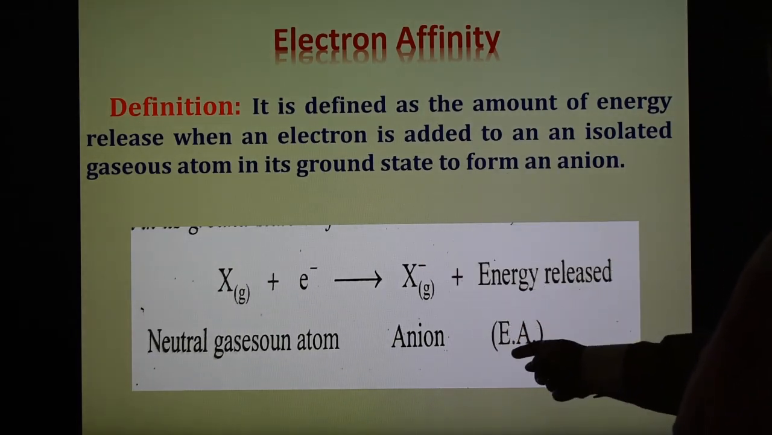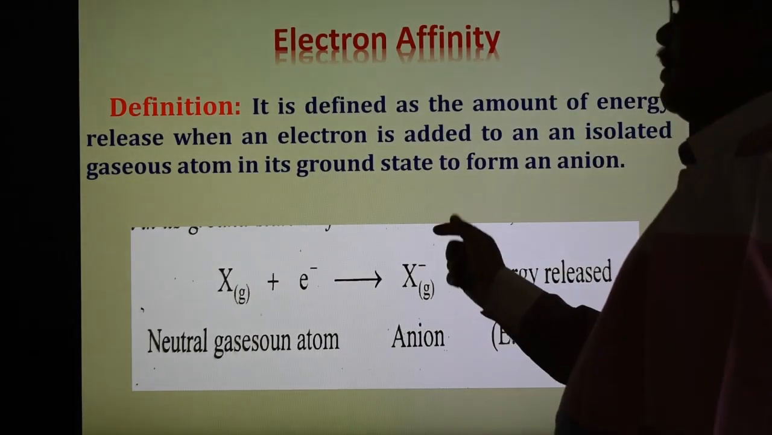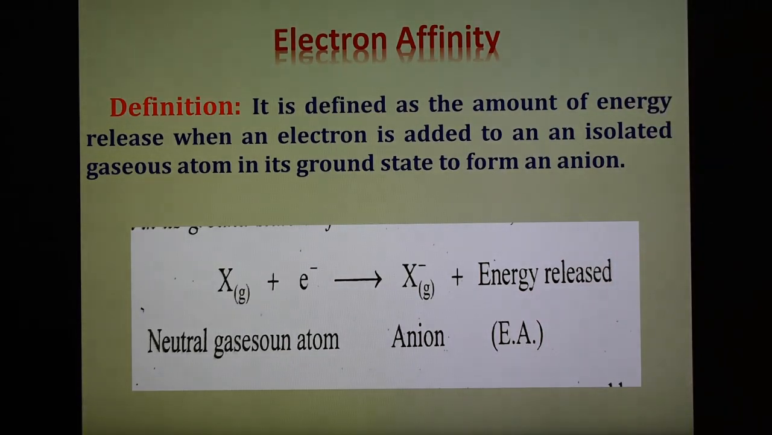This energy is known as electron affinity, and as we know, if one electron is added, then there is a minus 1 charge. If two electrons are added, then they have a minus 2 charge, and in this way. So when an electron is added to the neutral gaseous atom, the energy released is known as electron affinity. So we can define electron affinity as the amount of energy released when an electron is added to the neutral gaseous atom. This is the definition, and this energy is also expressed in kilojoules per mole.